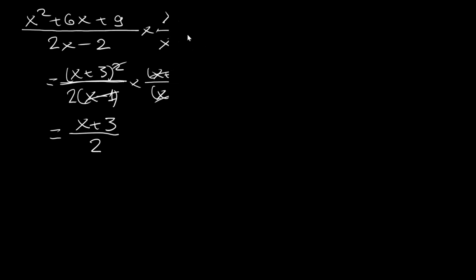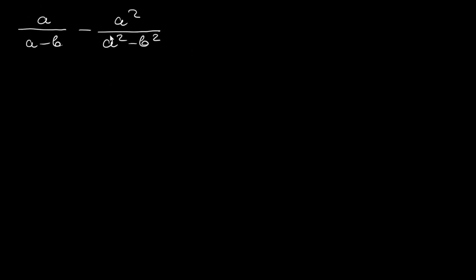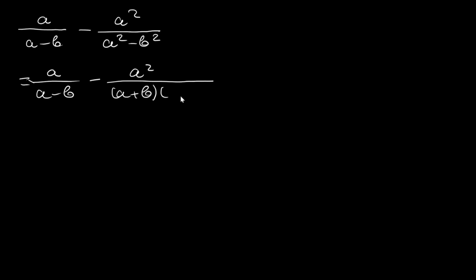Let's keep going. We have a over a minus b minus a squared over a squared minus b squared. Let's rewrite this as follows. The first fraction remains unchanged. A over a minus b. Then we have minus a squared remains, but in the denominator we write down a plus b times a minus b. And now we have to find the lowest common denominator and multiply by it so that we can do the subtraction. So we write down times a plus b times a minus b.